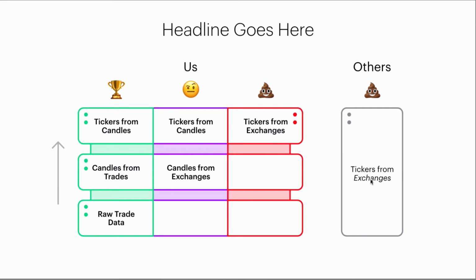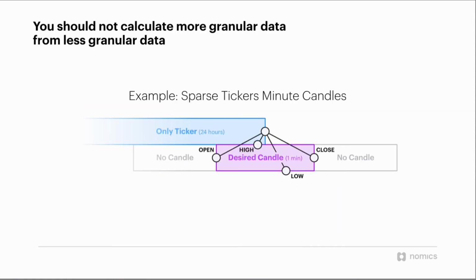Whereas others often only have tickers from exchanges. In other words, they're ingesting tickers and then constructing candles from those tickers. And that's something that I think is pretty important to talk about. A lot of our competitors are ingesting ticker feed data in real time, and they're constructing candles from that. So let's say you want to construct a 1-minute candle.